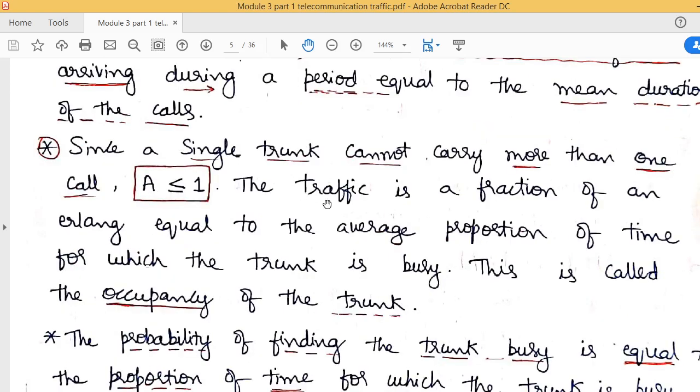And this traffic defines for what duration the trunk is busy. So traffic defines, the traffic is a fraction of an Erlang equal to the average proportion of time for which the trunk is busy. So if the trunk is busy for a long duration, you can say that traffic is more, or we can define the traffic as occupancy of the trunk. If the trunk is occupied in transmitting the signal for a longer time, we can say this as occupancy.